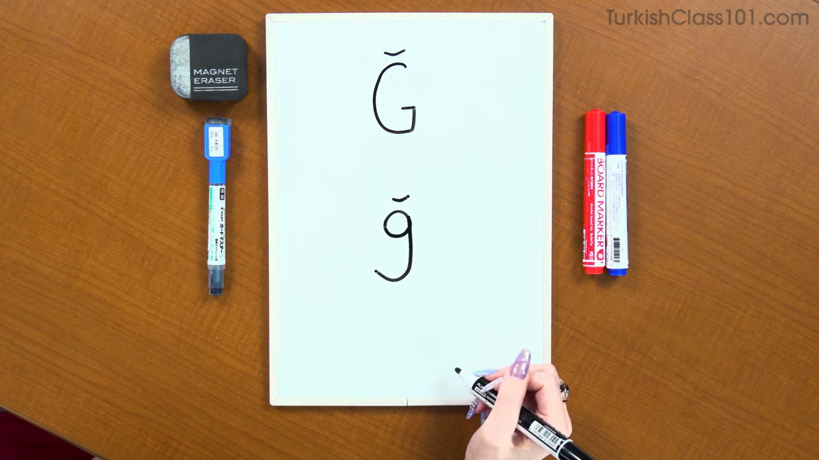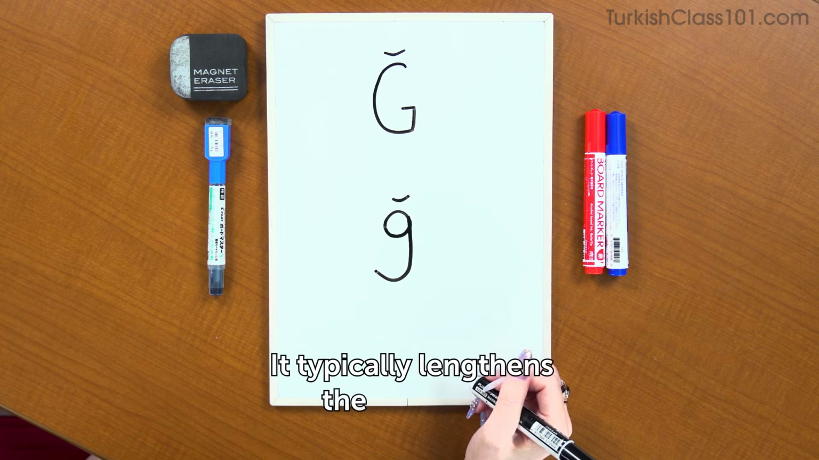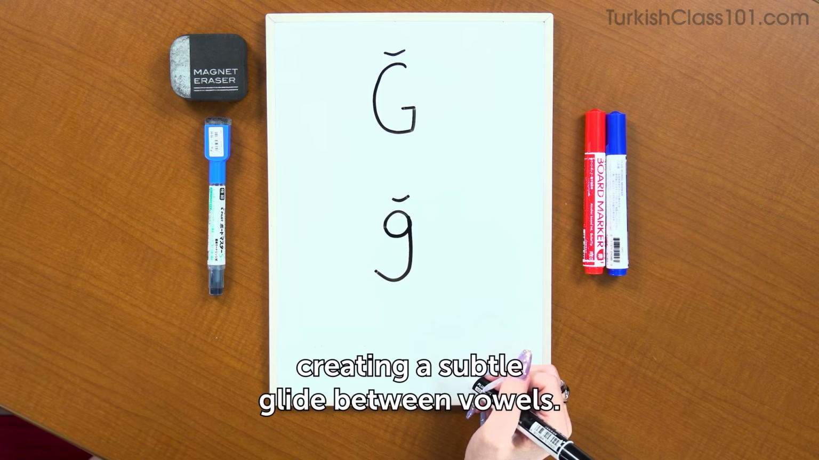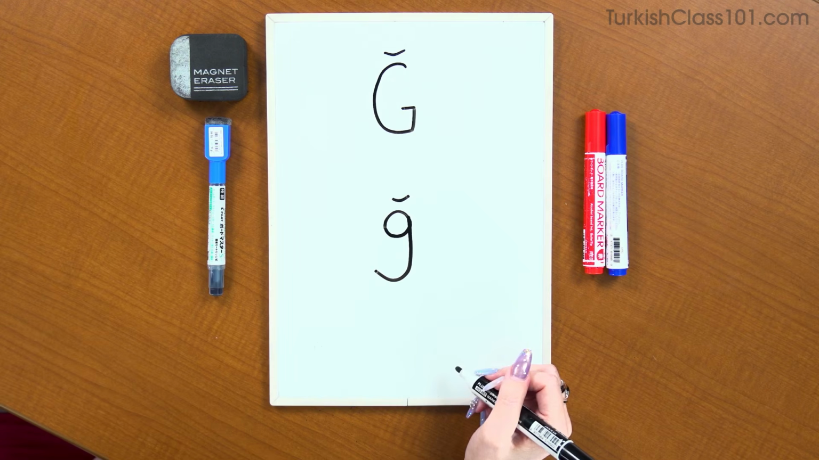Yumuşak G. It's like G with a little head on top called a breve. It typically lengthens the preceding vowel and is often silent, creating a subtle glide between vowels.